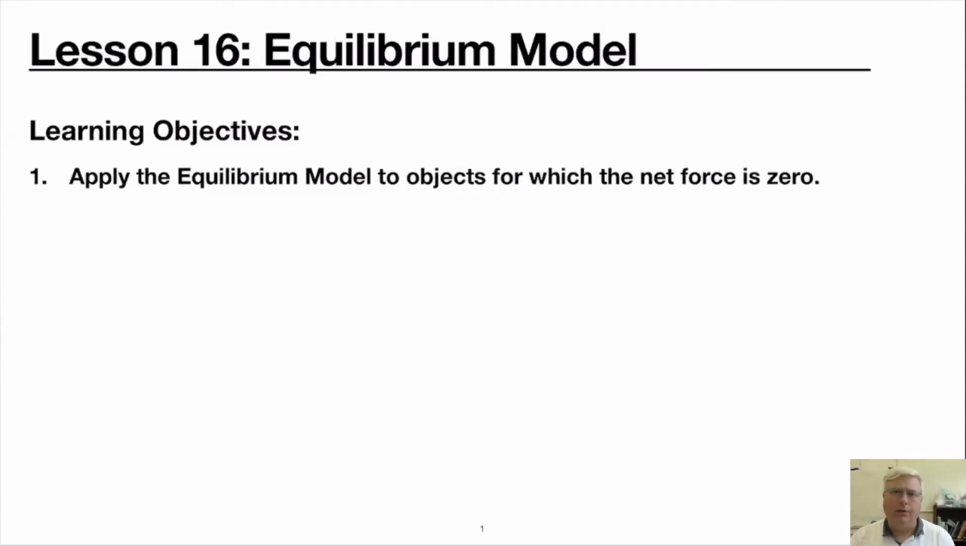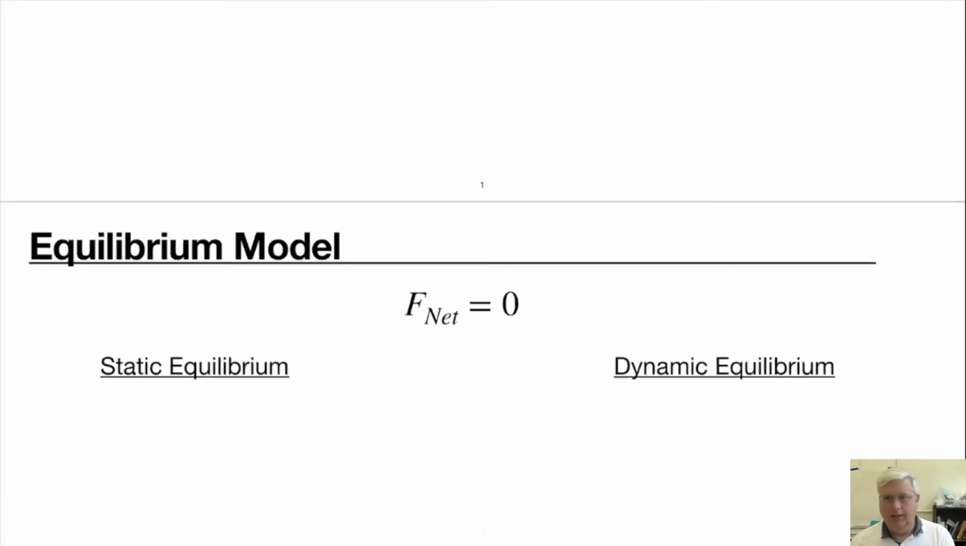In this lesson we're going to look more into what we studied in the previous lesson where we learned about equilibrium. And so we're going to model equilibrium here. The learning objective for this lesson is to apply the equilibrium model to objects for which the net force is zero. We already started to see that bit in the previous lesson, and we'll get into some more detail with it here.